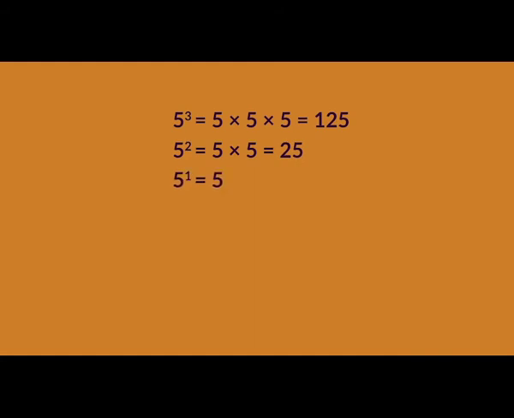5 to the power of 1 is just 5, 5 to the power of 0 is 1, 5 to the power of negative 1 equals 1/5, and 5 to the power of negative 2 equals 1/25. You'll notice that at each stage we divide the answer by 5 to get the next number in the sequence.